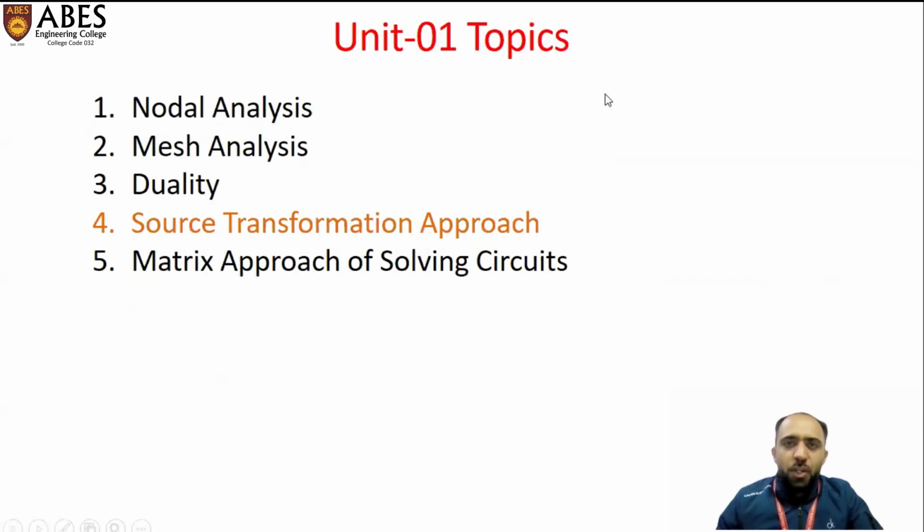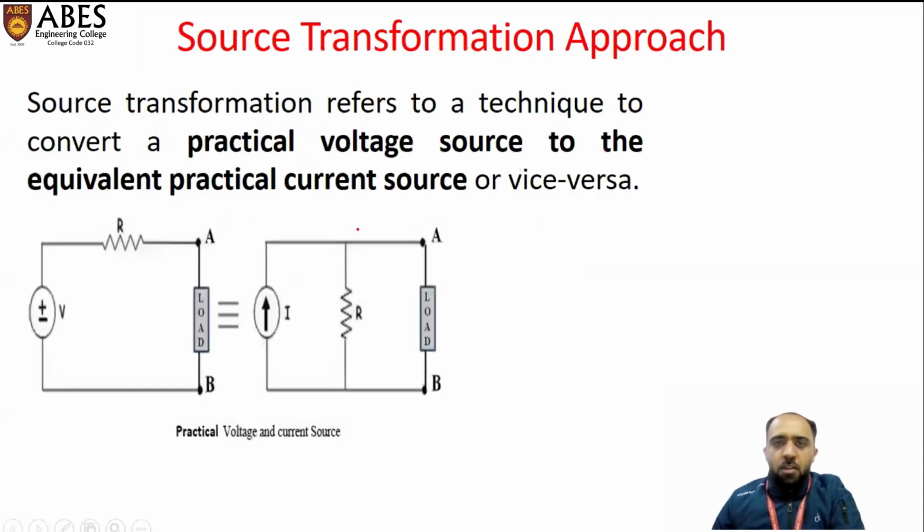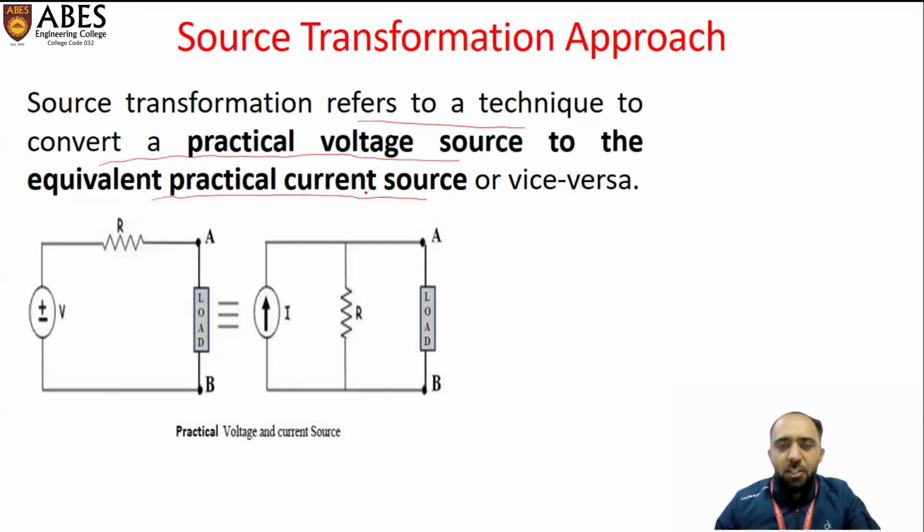Till now, in unit number 1, we discussed what is nodal analysis approach and how current and voltage can be identified using nodal and the mesh analysis. Also, we discussed duality. Now, today we are going to discuss the topic source transformation approach. So, what are the different types of sources? Source transformation refers to the technique to convert a practical voltage source to the equivalent practical current source.